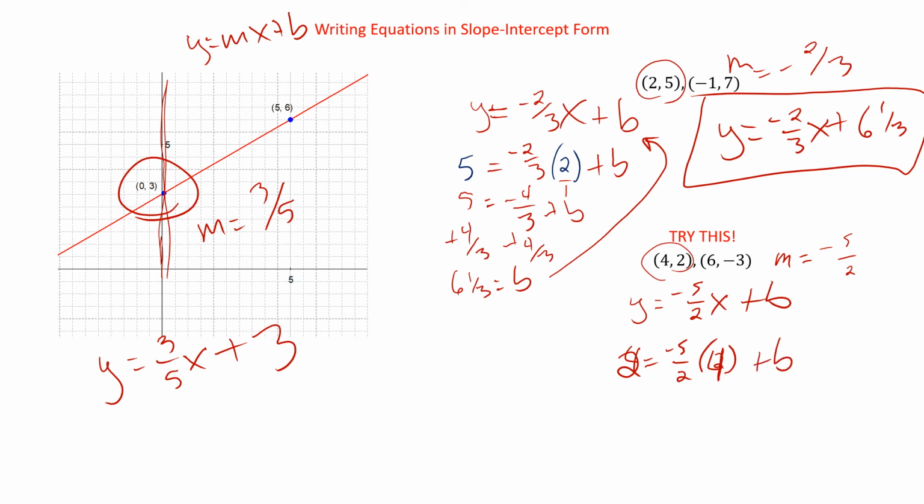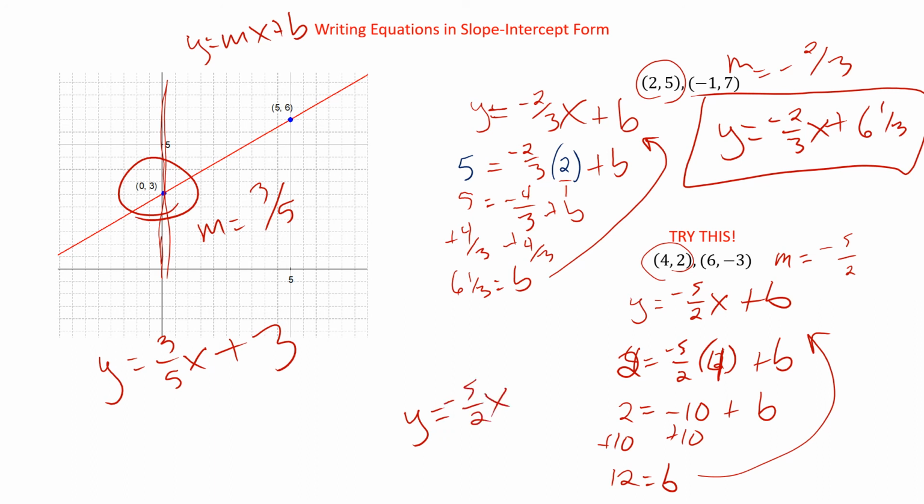How many of you guys made that mistake? That's another common one because the points are x comma y, and then it gets plugged in with y equals something with x, and so you have to flip that order. So we get 2 equals negative 5/2 times 4 plus b. When we multiply the 5/2 and 4, we get negative 20 over 2, or negative 10, plus b. We can add the 10. So we get 12 equals b, which is not the answer, has to go back up into there. So we get y equals negative 5/2 x plus 12.